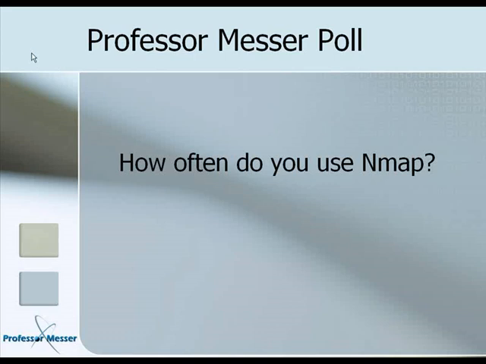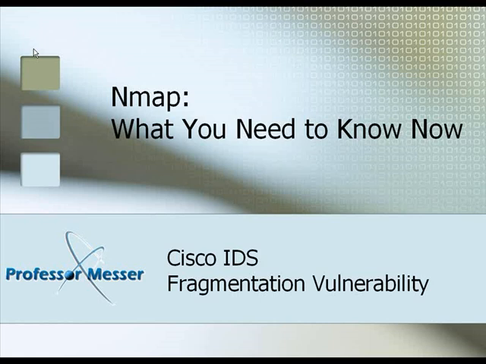So speaking of real world, let's step through and see what the Cisco IDS fragmentation vulnerability happened to be, because this was very interesting in the news last week. It was a little blip. It wasn't as big as some of the other vulnerabilities that came out, but I thought since it was timely, it would be an interesting one to go through.